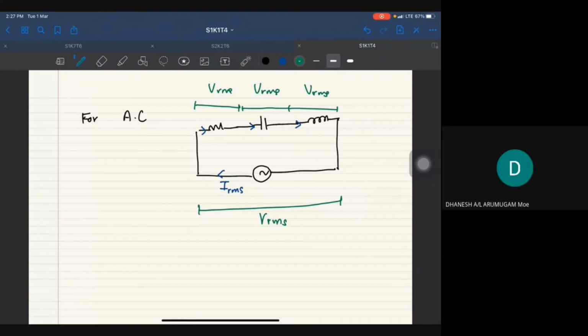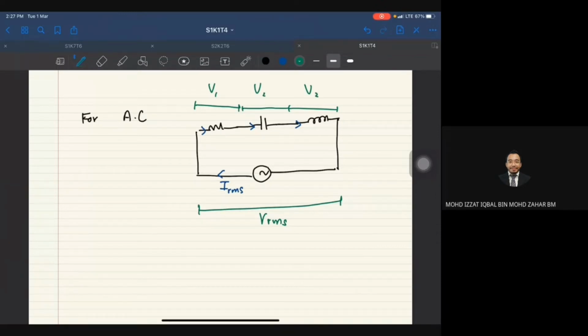So tiga-tiga campur baru dapat VRMS. Okay, very good idea. So kalau benda ni adalah direct current, that one memang correct. So that means, yang penting sekali, tiga-tiga ni tak samalah nilai dia. Dia bukannya VRMS. Kalau dia direct current, kamu akan ada V1, V2, V3 kan. Lepas tu tambah V1, 2, 3, dia dapat VRMS.